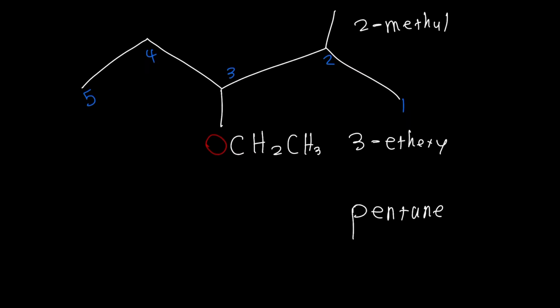Now when we write these substituents next to one another in the name, which one do we put first? We're going to put ethoxy first because it comes first in the alphabet. E comes before M. So we're going to start 3-ethoxy-2-methylpentane.